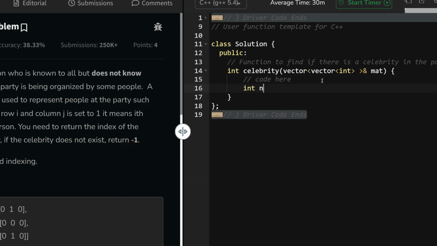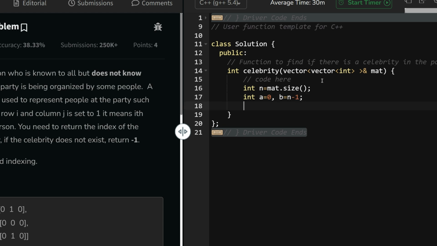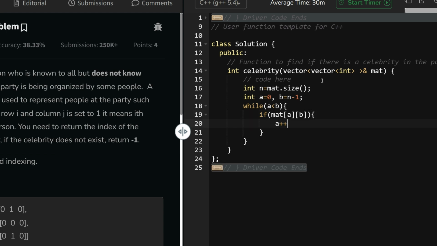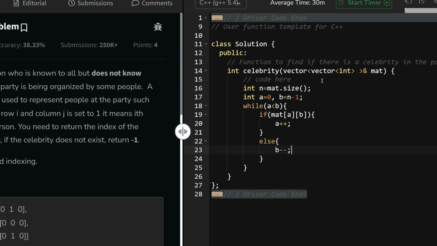Let us start. So int n equals mat.size. Our initial is A equals 0, B equals n minus 1. The answer will lie in these values only. Now while A is less than B, if mat of AB, that means A knows B, then A can never be a celebrity. Else, B can never be a celeb.